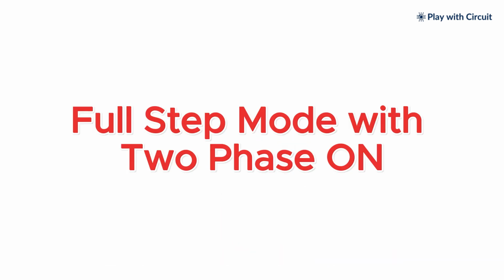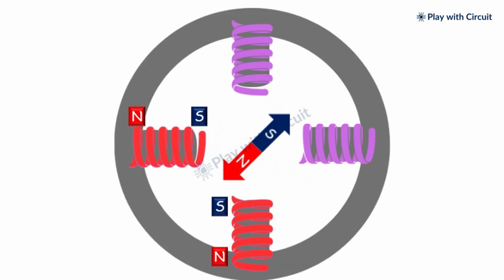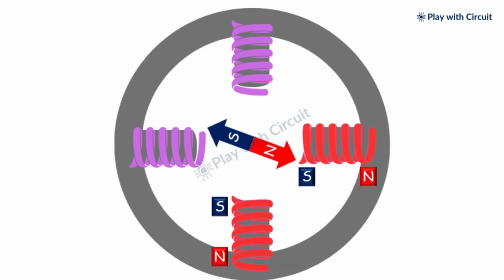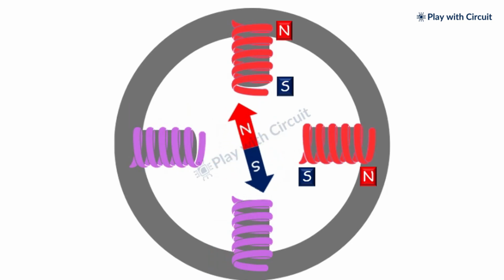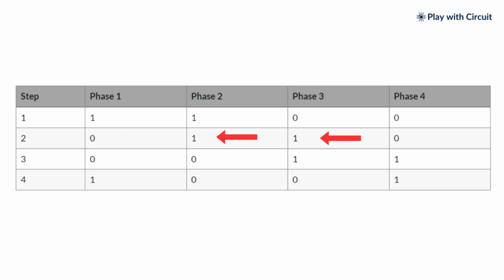Second one is full step mode with 2 phase on. In this mode, 2 phase are energized simultaneously. As you can see here, the motor takes one full step when all the coils are energized in this sequence.